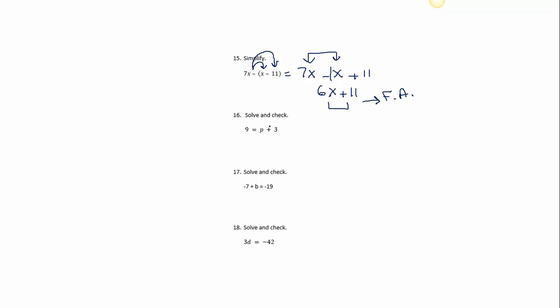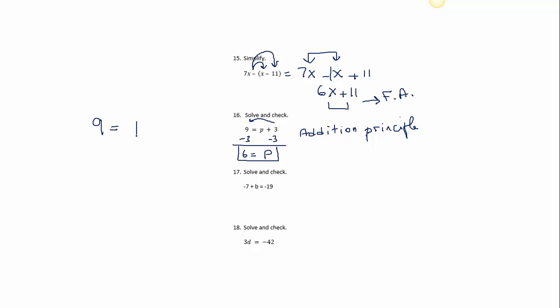Solve and check. We want to isolate p. We're going to use what is called the addition principle. We're going to add the same number to both sides of the equation, and that would help me move the 3 to the left side. So how do I do that? If I subtract 3 from both sides, that 3 minus 3 becomes 0, and therefore the right side is only p. And 9 minus 3 is 6. That's the final answer.